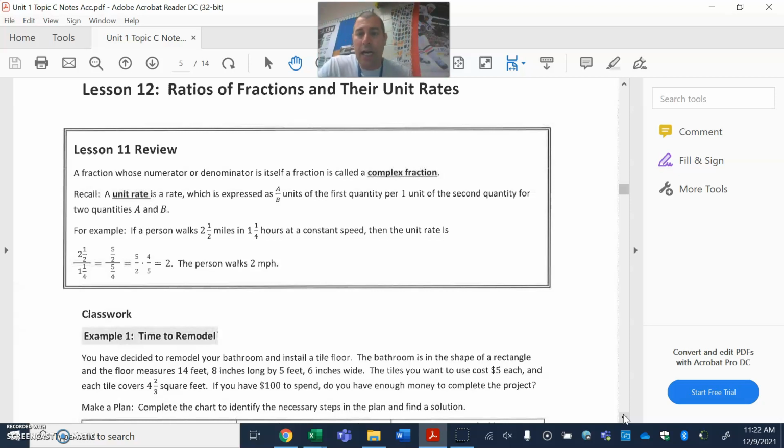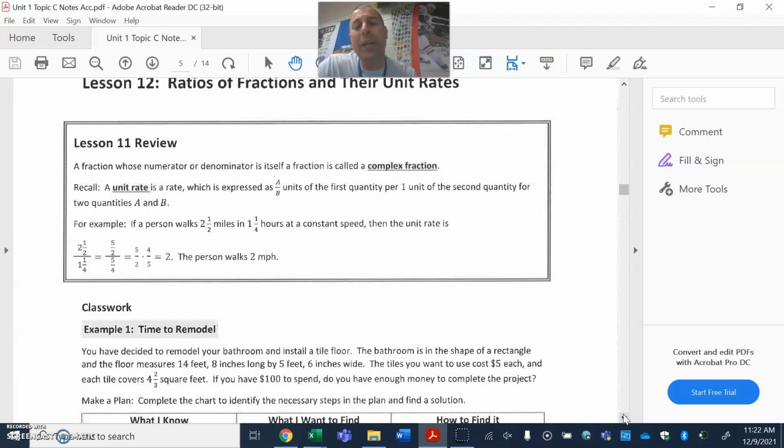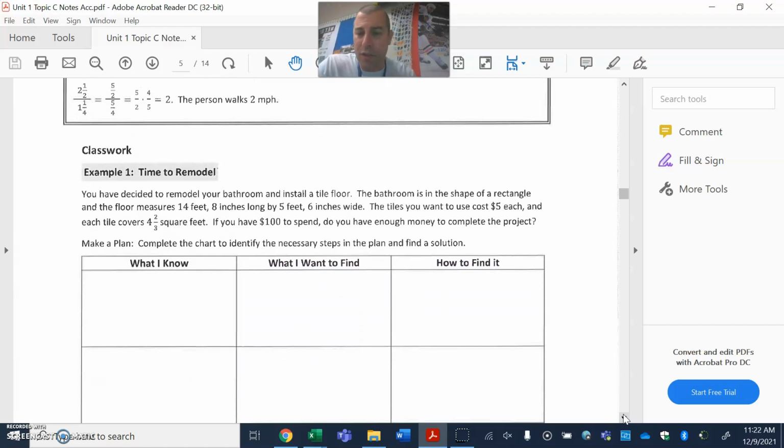Unit rate. They get real fancy to express this. A over B units, in which the first quantity... unit rate, how much for 1, okay? That denominator is going to be 1. How much is it for the 1? And we do want you to realize that it's always a division problem to find unit rate. So do keep that in mind.